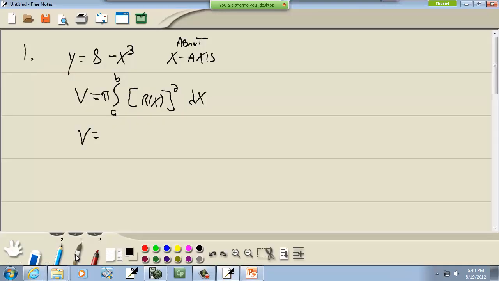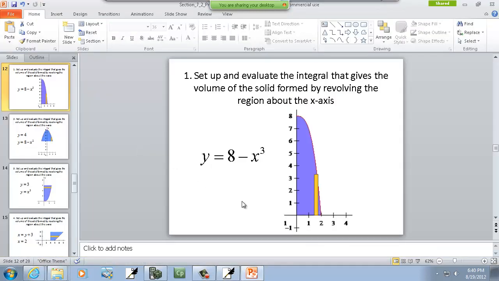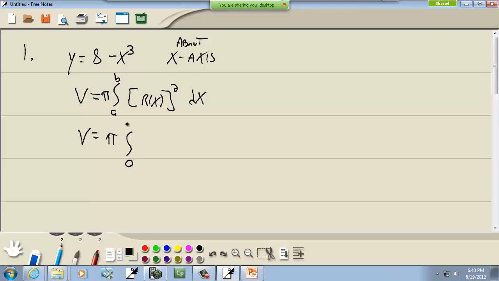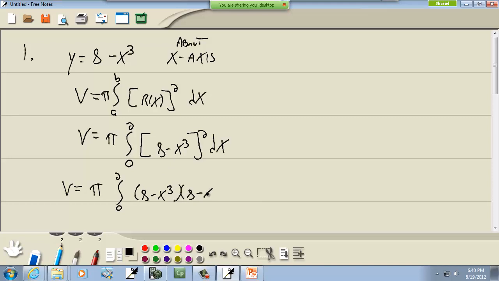Now specifically, everything has to be in terms of x's. So we've got our pi here, and x values, if I look at it, look like from 0 to 2. And then r of x squared, well, r of x is going to be 8 minus x to the third, squared, and dx. Okay, so pi stays out in front. When I square this, I'm going to take 8 minus x to the third times 8 minus x to the third dx.